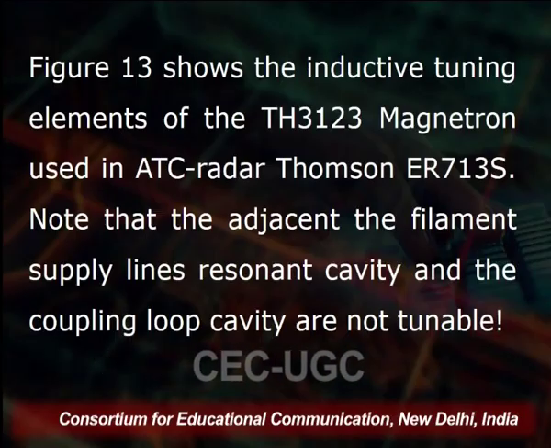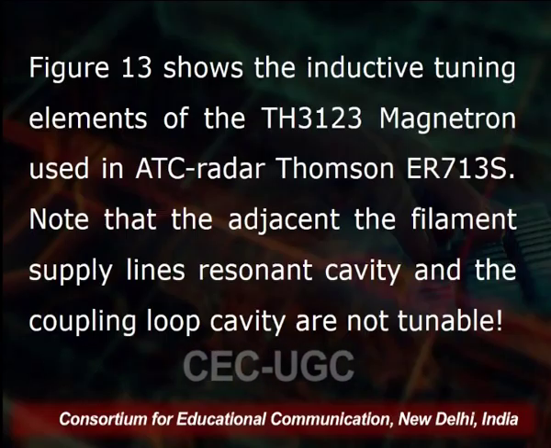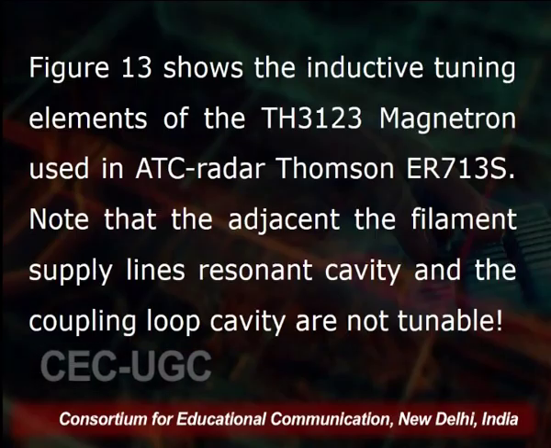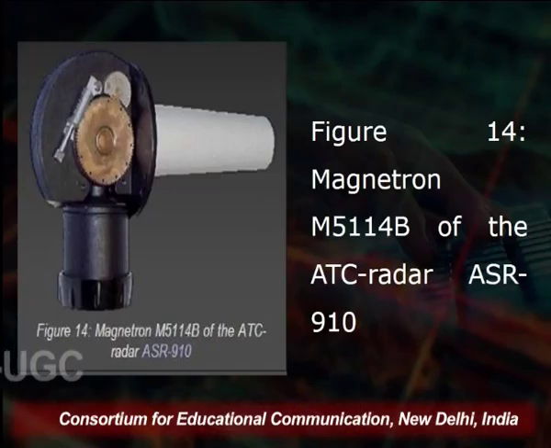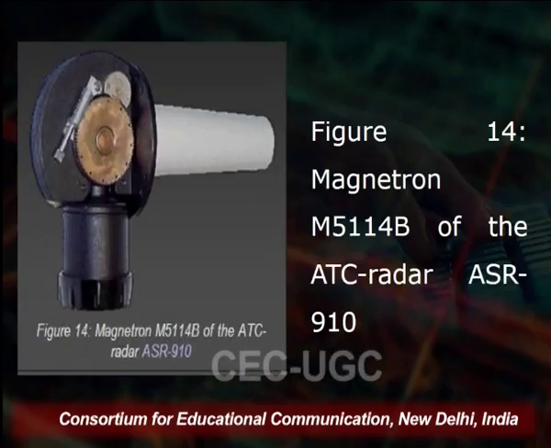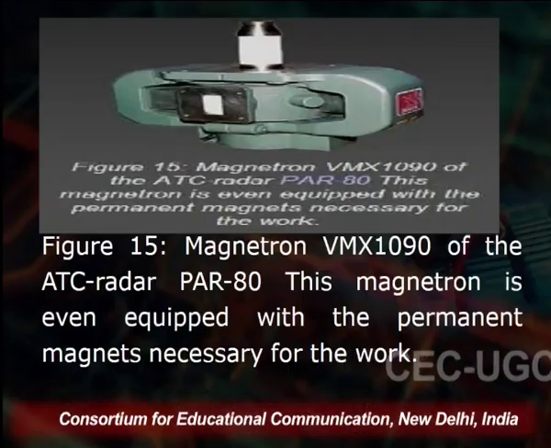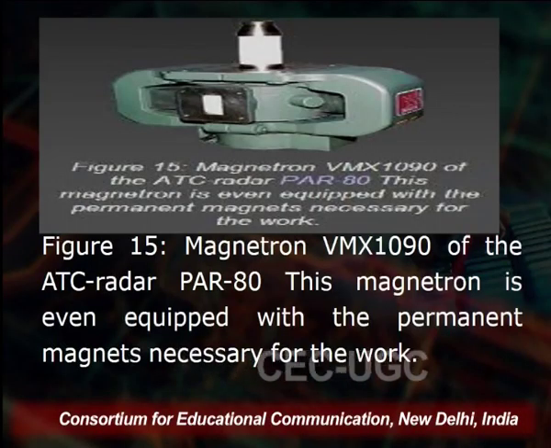These are names used in ATC radar systems, and many different types of magnetron are used in radar systems. Note that the filament supply lines, resonant cavity and the coupling loop cavity are not tunable. There are various types of resonator. You can see a magnetron from the ASR 910 ATC radar, which is used for transmission of the signal. Moreover, this is another type of magnetron, the VMX1090 of the ATC radar PAR 80, which is even equipped with the permanent magnets necessary for the work. These types of magnetron are used in various circuits.